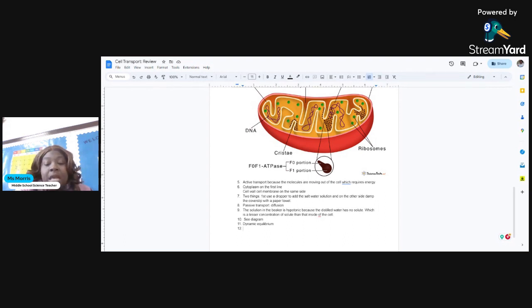12. A cell membrane is selectively permeable. What does that mean? A cell membrane is selectively permeable. Permeable meaning selectively passing through the cell membrane.